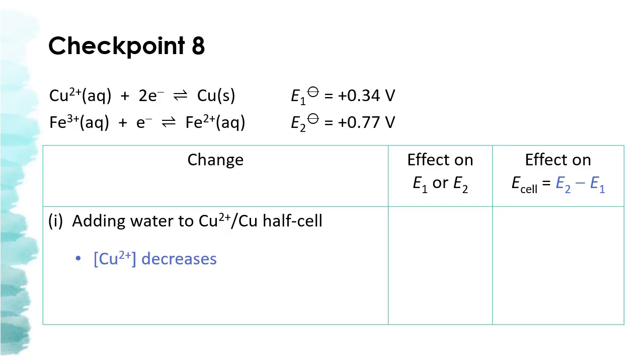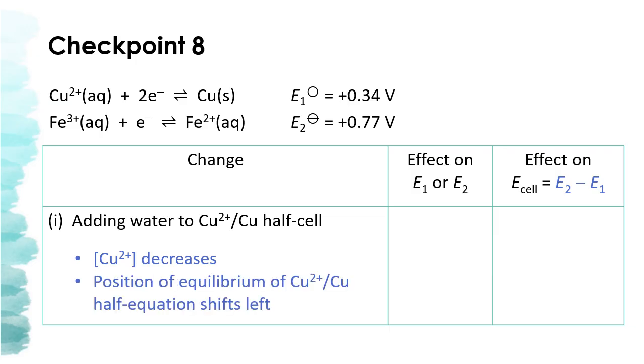So when Cu2+ decreases, POE shifts to the left, which means that the E1 value becomes less positive because now oxidation is favored. And how does this impact the new E cell value? It will be a more positive E cell value.